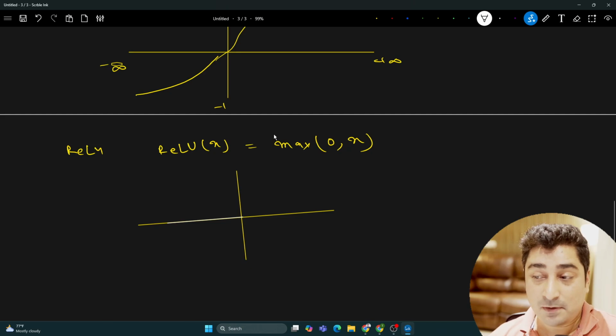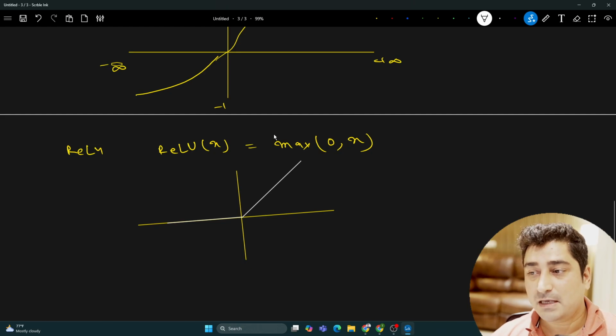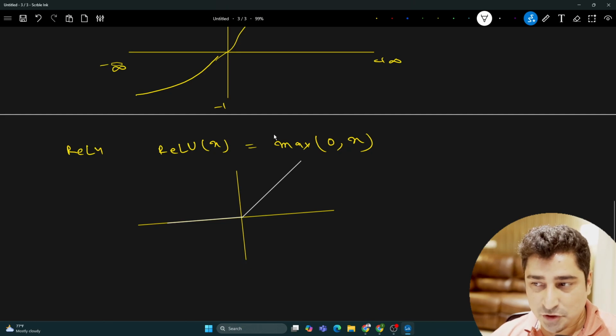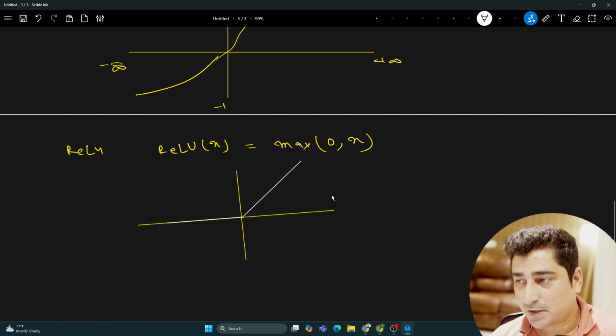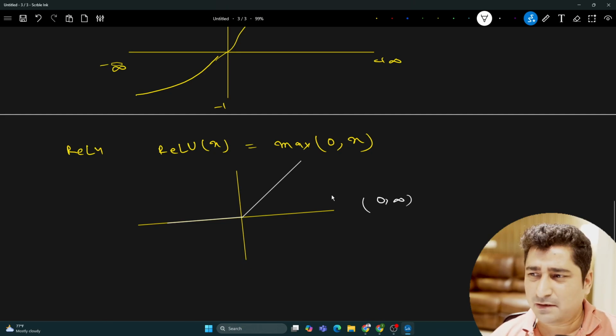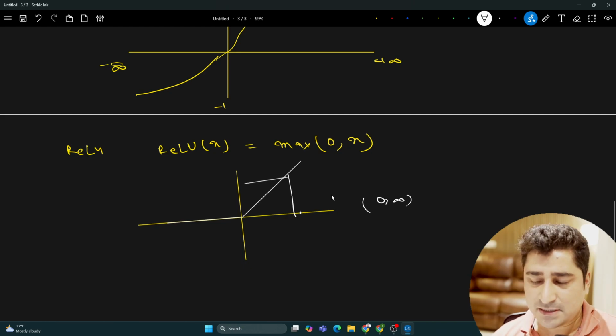For any positive input between 0 and any number, it is going to give me the maximum. This is what I have written. So this is how the graph looks. The output range is going to be 0 to infinity, because it is giving me the max, whatever the maximum value is between 0 and the input. For any input, it is always going to give me that maximum value.